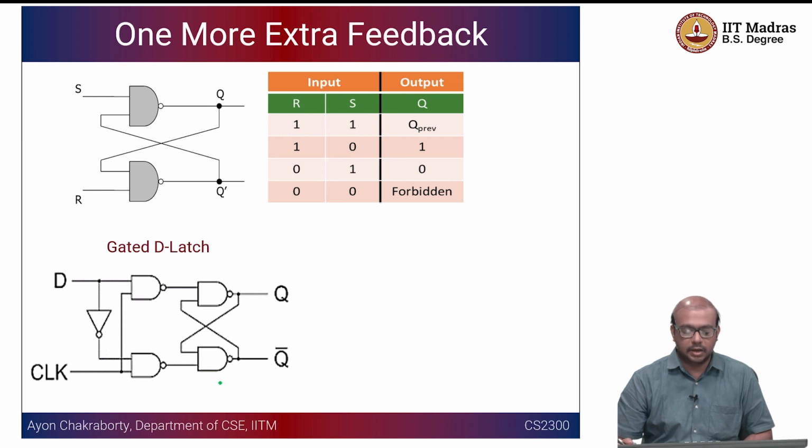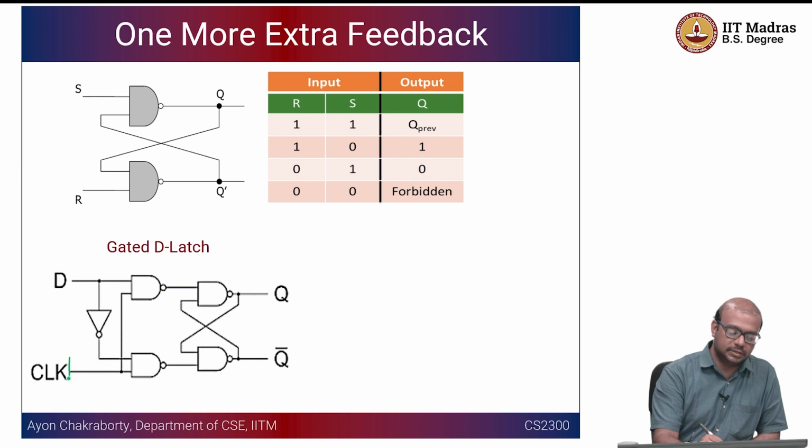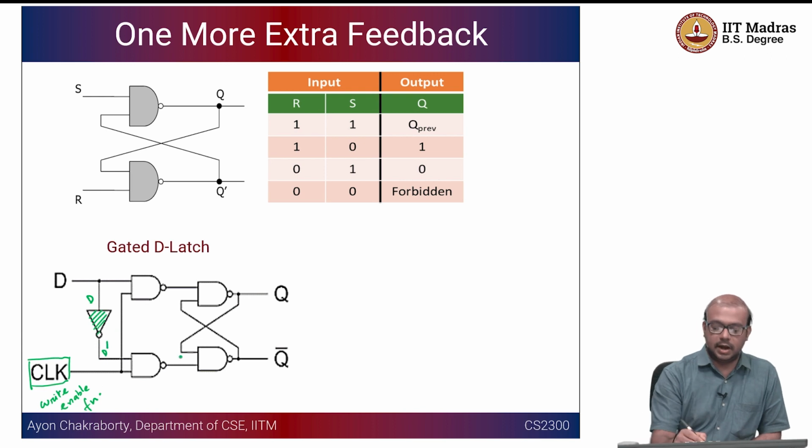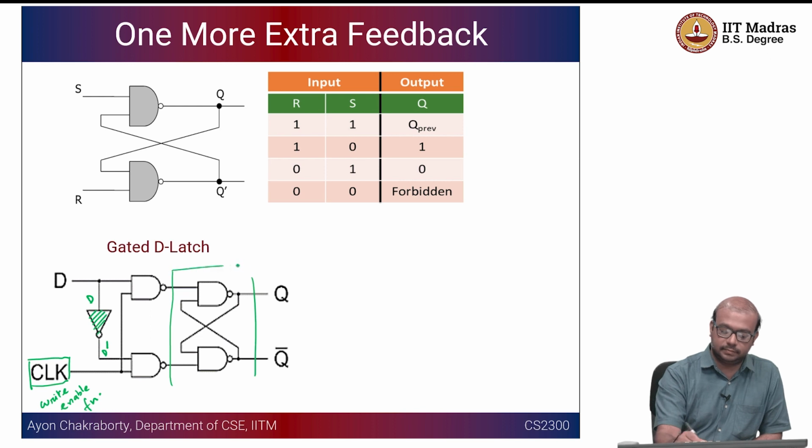So you have a clock input, which is acting as the write enable. You can call this the write enable function, and this is the NOT that is required for D. So this is your D, this is your D bar. And this is a basic SR latch. This is your RS latch.